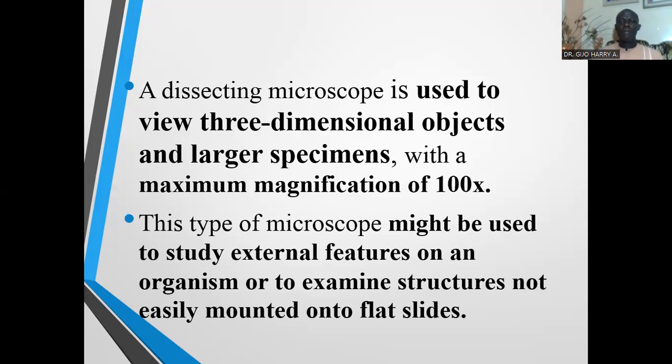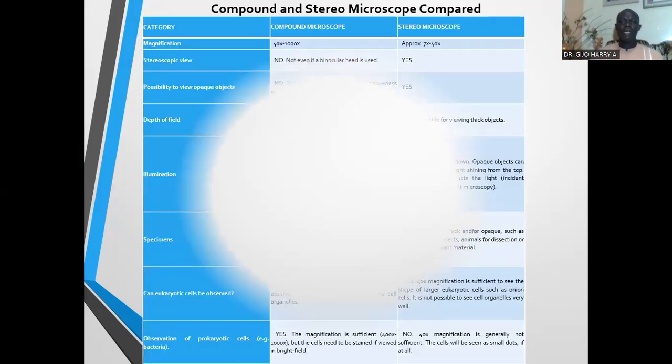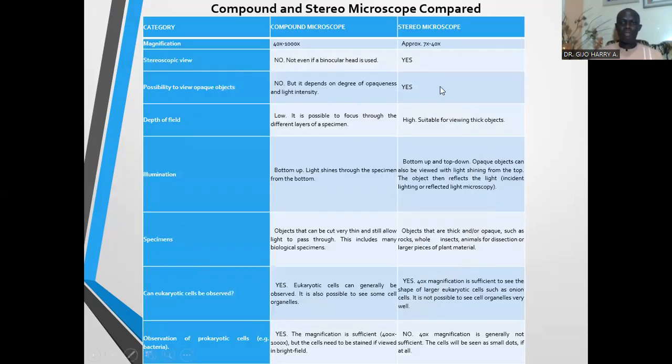This type of microscope might be used to study external features on an organism or to examine structures not easily mounted onto flat slides. Now, here is a table that shows a distinction between a dissecting microscope and a compound light microscope. The magnification of the compound light microscope is usually from ×40 to ×100, but a stereo microscope has lesser magnification, usually ×7 to ×40, maximum of ×100.